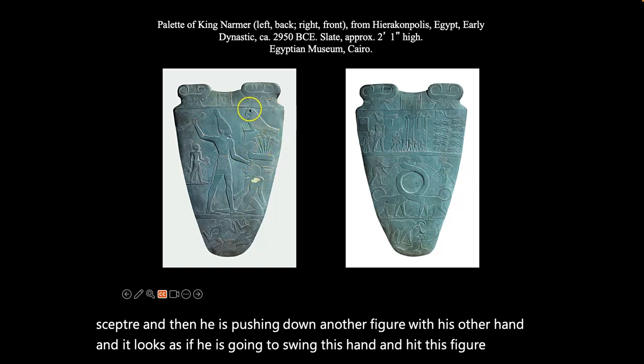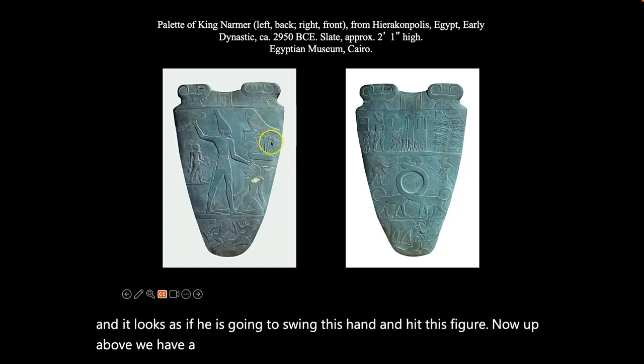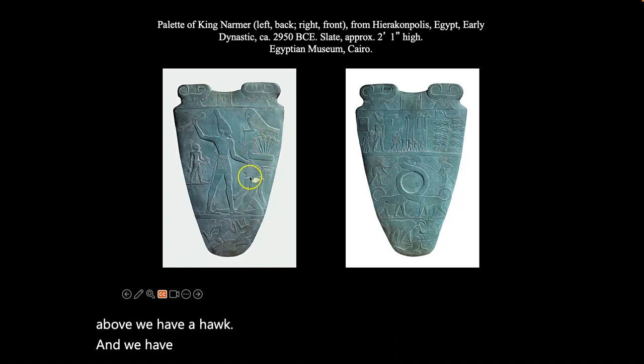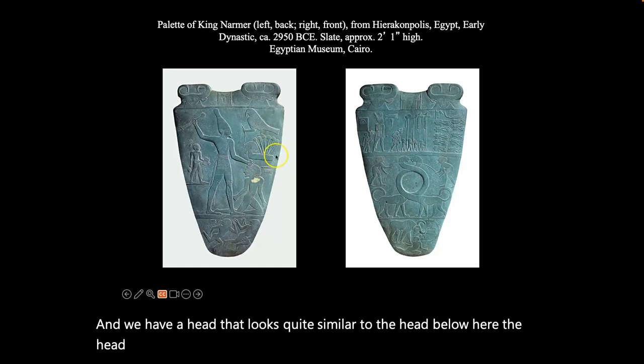Now, up above, we have a hawk, and we have a head that looks quite similar to the head below here, the head that's being held down by Narmer, and then these interesting plant-like forms.